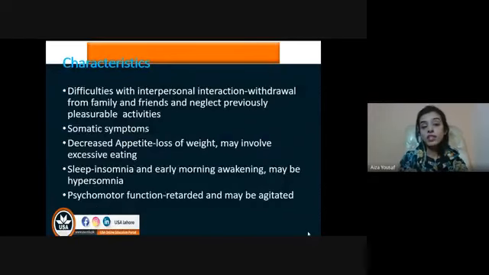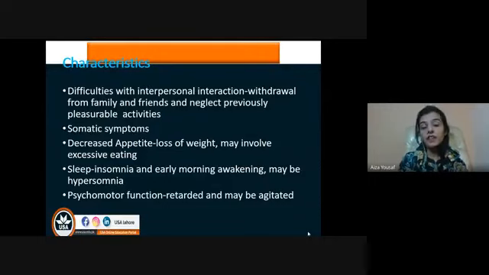The patient may have difficulties with interpersonal interaction, withdrawal from family and friends, and neglect of previously pleasurable activities. It may show somatic features like pain or generalized weakness, decreased appetite, and loss of weight, or it may involve excessive eating. In the domain of sleep, it may cause insomnia and early morning awakening, and may also cause hypersomnia.